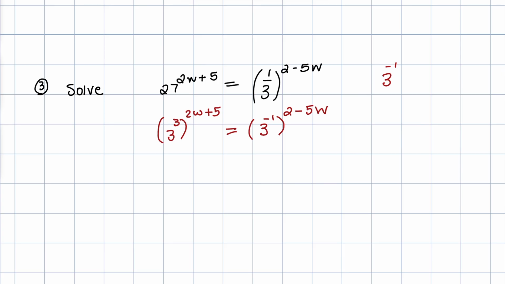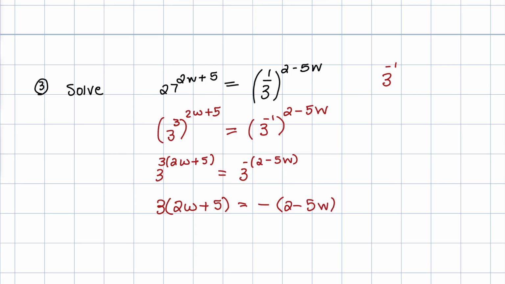So we get 3 to the 3 times 2w plus 5. So I want to combine my exponents, is 3 to the negative 2 minus 5w. You have to be very careful here as well, right? We're distributing that negative 1. So now that I have my bases the same, we don't even have to do any more work. We have 3 times 2w plus 5 equals negative 2 minus 5w. Now I solve this equation.